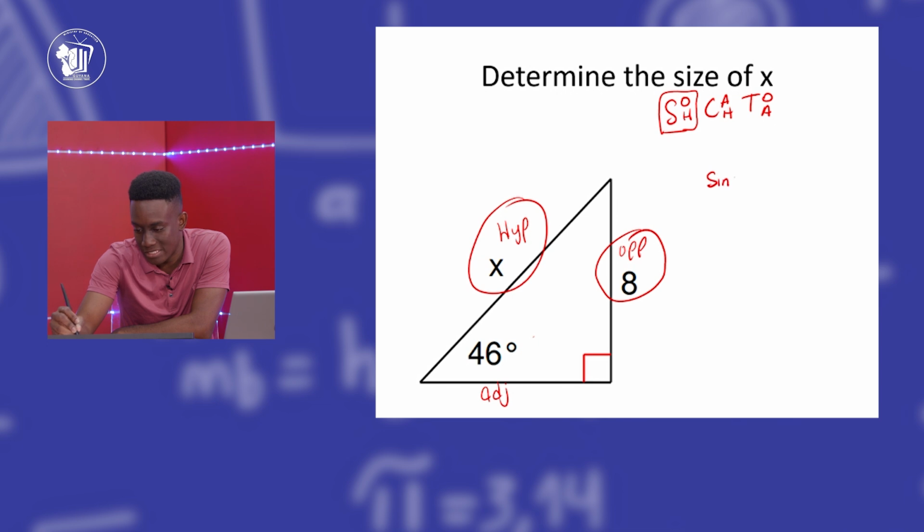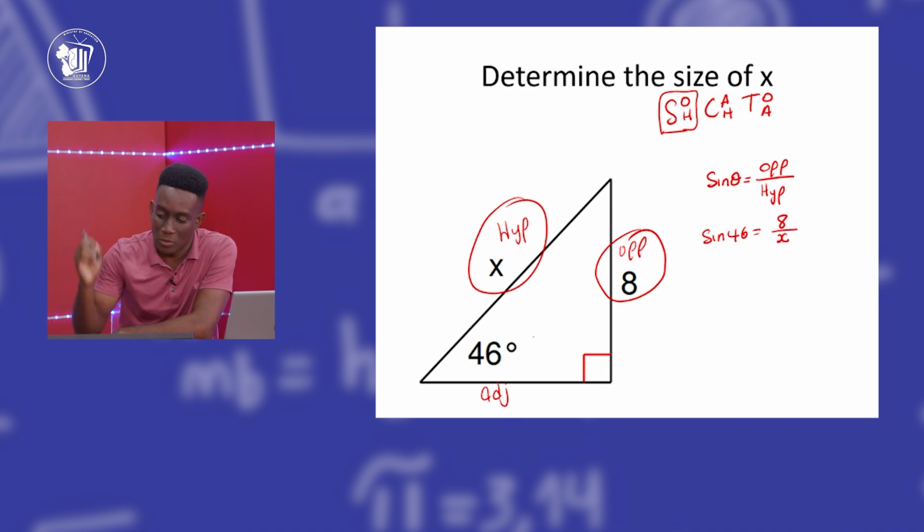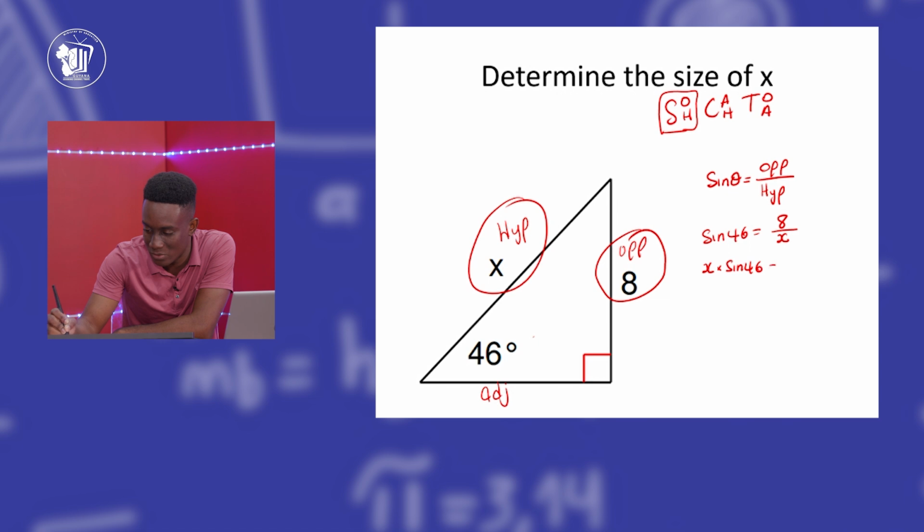So sine theta is equal to the opposite over the hypotenuse. In this case, theta is 46, so sine 46 is equal to the opposite, which is 8, over the hypotenuse, which is x in this case. To solve for x, we have to do an additional step just like what we did just now. The x is dividing, so when we take it over, it multiplies. We'll have x multiplied by sine 46 is equal to 8.